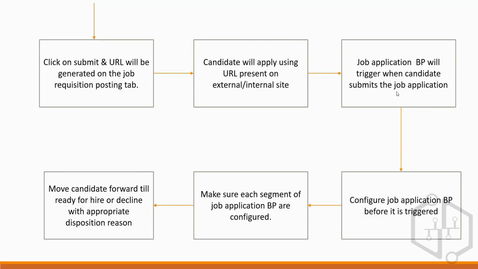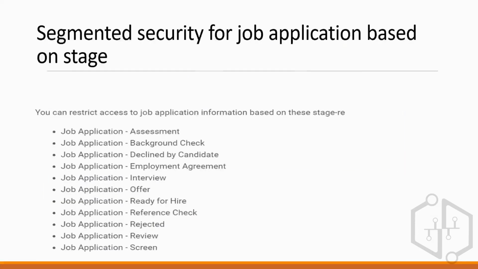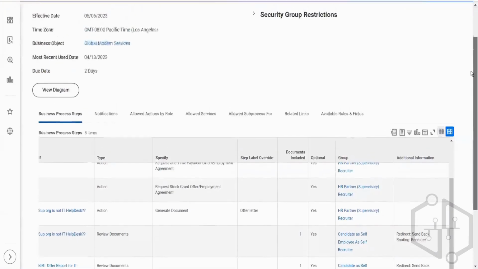You have to make sure job application BP has been configured first and all its sub stages, and all the sub stages should have their end step as decision making step, so that the candidate could be moved forward or he could be declined. If you are declining, we should have proper disposition reasons, and there are certain other extra features also which we will discuss. That's it about the overall flow.